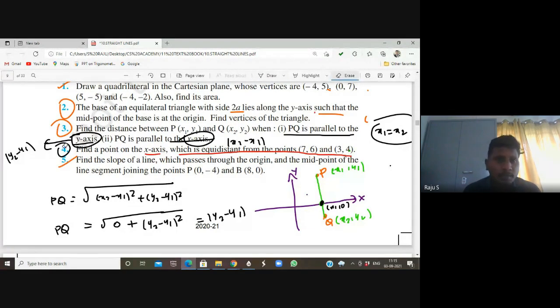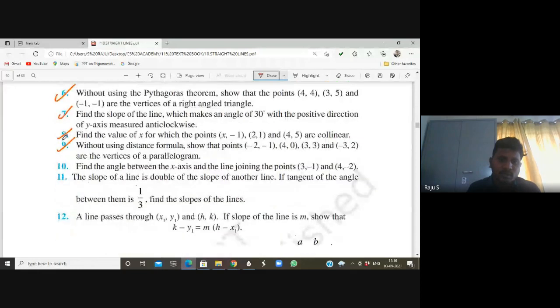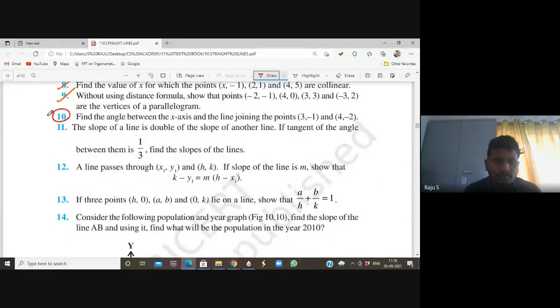Right, coming to the question number 4. What is question number 4? Oh, sorry. Question number 5 we completed. Now coming to the question number 10.